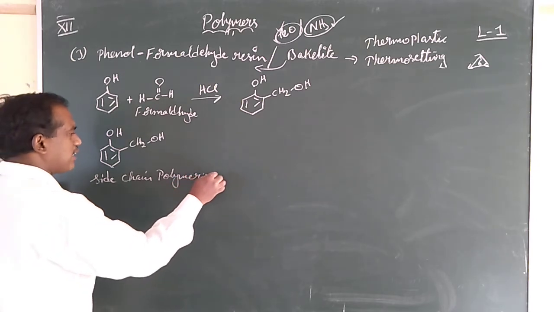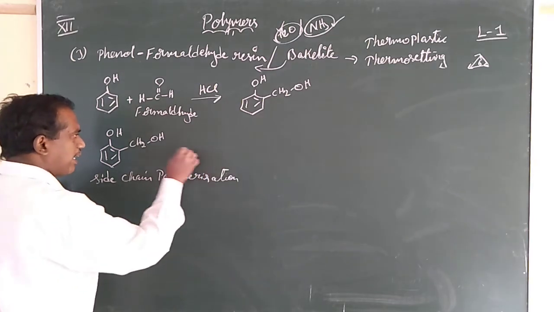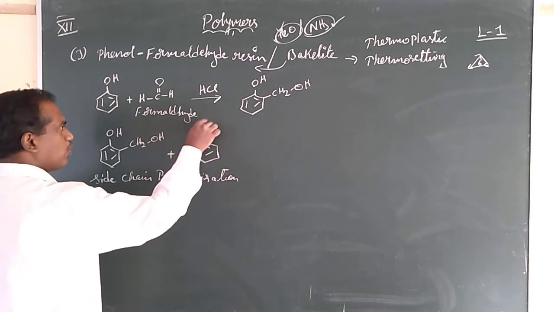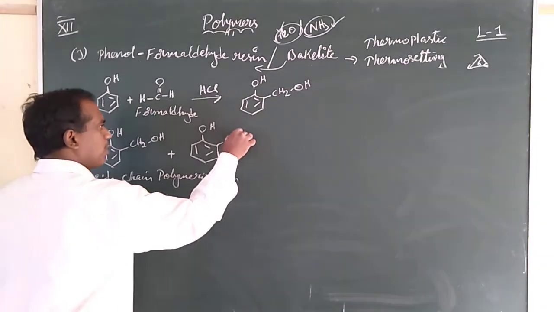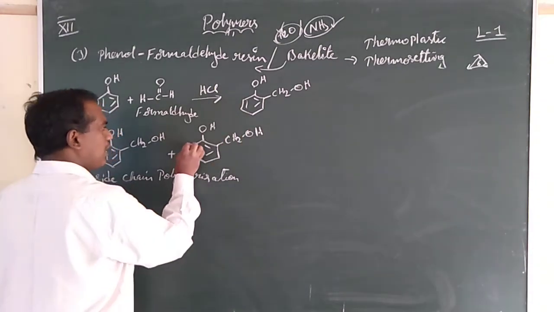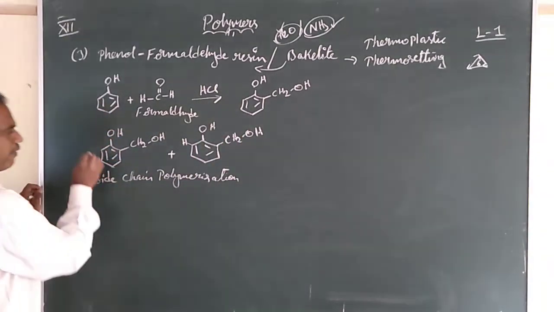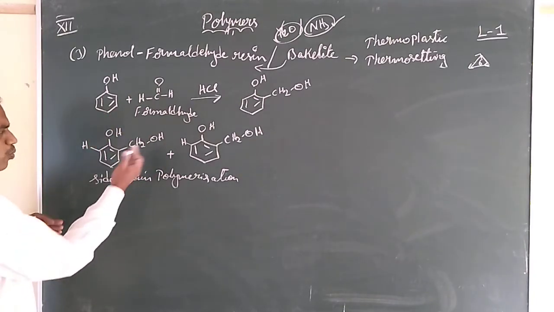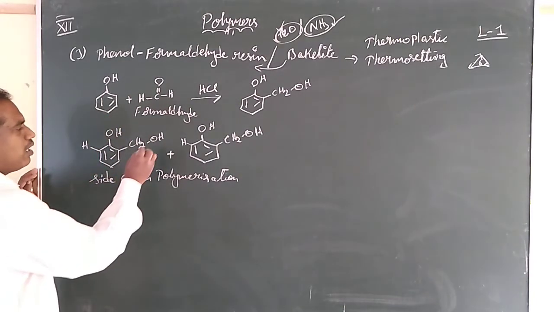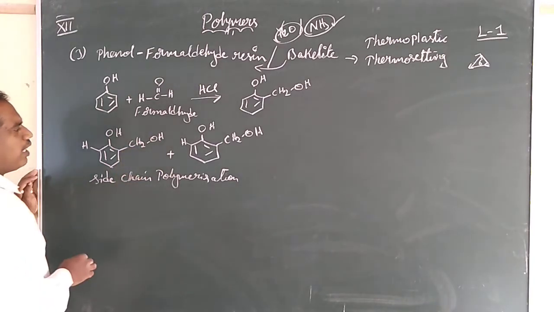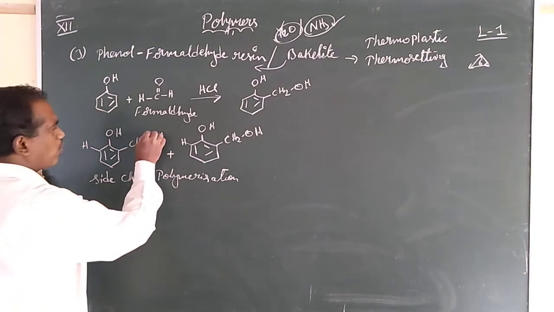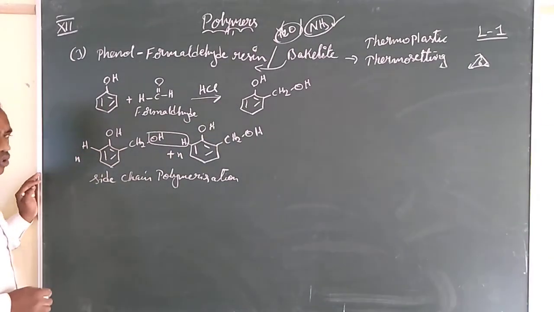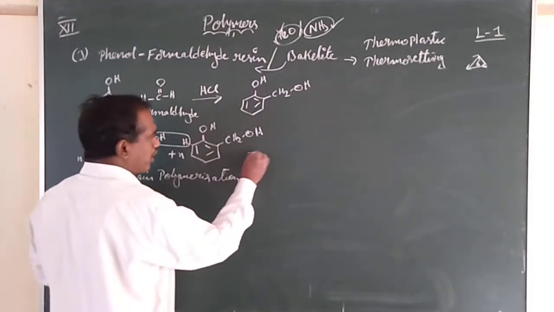Side chain polymerization means if another molecule of this type is brought near the first molecule, see here one hydrogen will be there. For this one also one hydrogen will be there. Although we had CH2OH, ortho, we had hydrogen. The hydrogen and the OH between the molecules will be removed as a neutral molecule.